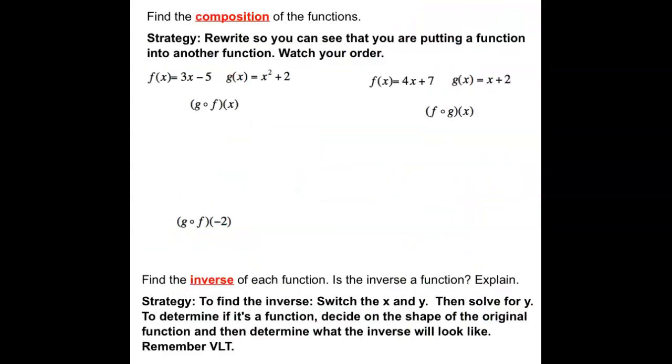All right, moving to compositions. It says to find the composition of the functions, strategy to rewrite so that we can see that you're putting a function into another function. We really have to watch our order here. So remember that when we see this notation, it's really equivalent to this. It's saying we're putting x into f, and then we're putting that answer into g. Okay? So we're taking basically a function f of x, and we're dumping it into function g. So function f is going to go into function g.